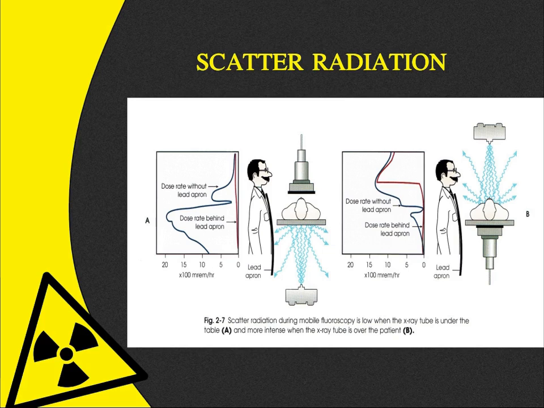If we take the next position, when the X-ray tube is above the couch, the scatter radiation will be higher up, and as we know, lead aprons do not cover the face. And as we see here, the eye lens and the head will take more dose than on the left side.